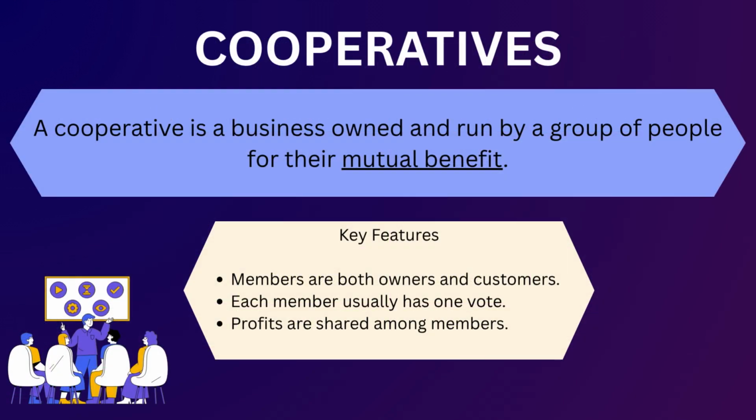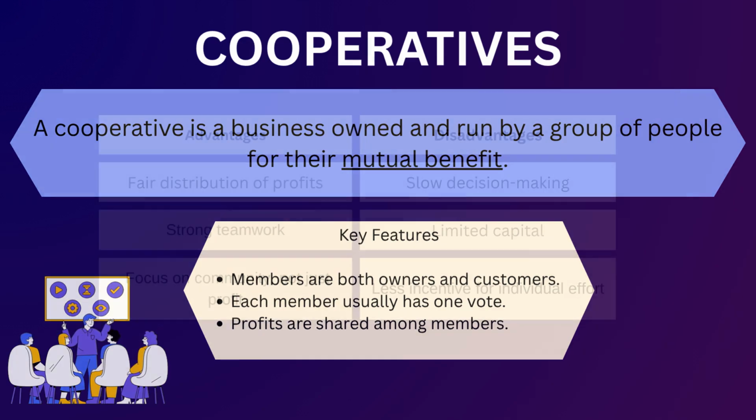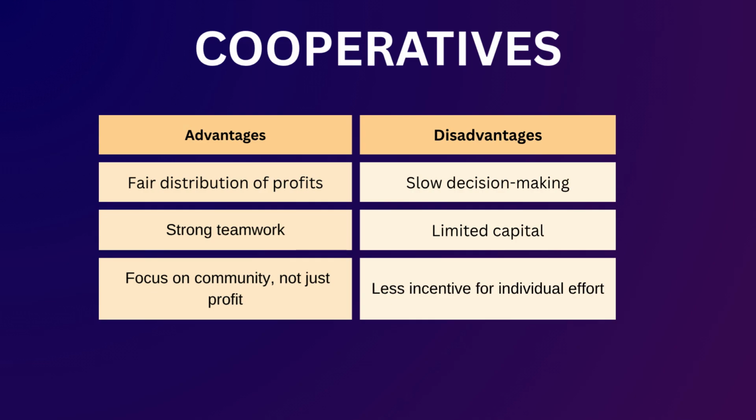Next up, cooperatives. This is a unique type of business you must understand. A cooperative is a business owned and run by a group of people for their mutual benefit. Its key features are: members are both owners and customers. Each member usually has one vote. Profits are shared among members. Unlike companies, power is not based on shares, but it's based on equality. Take note of the main benefits and drawbacks of cooperatives.